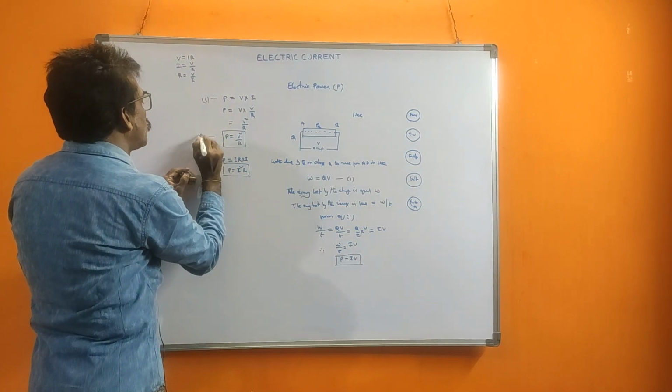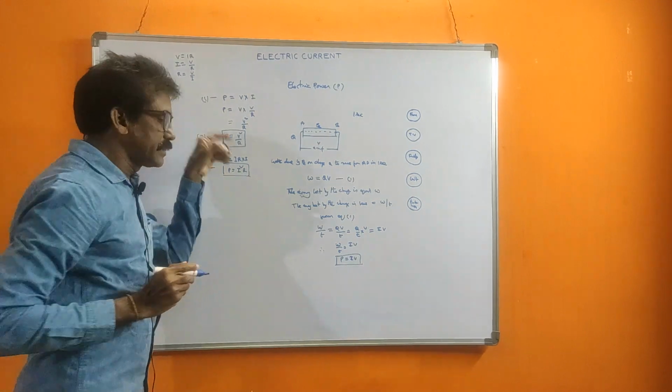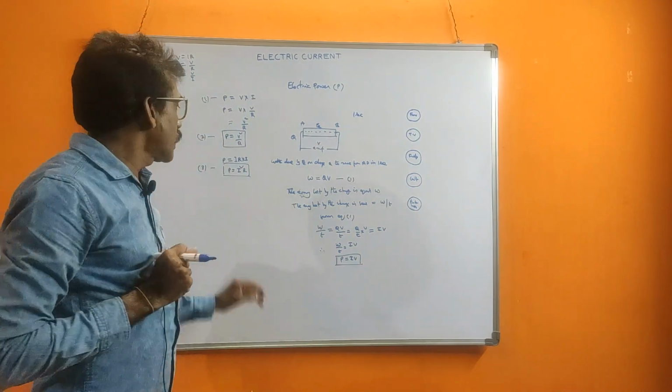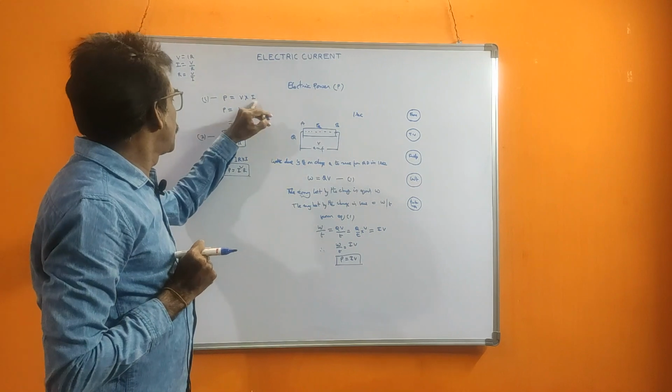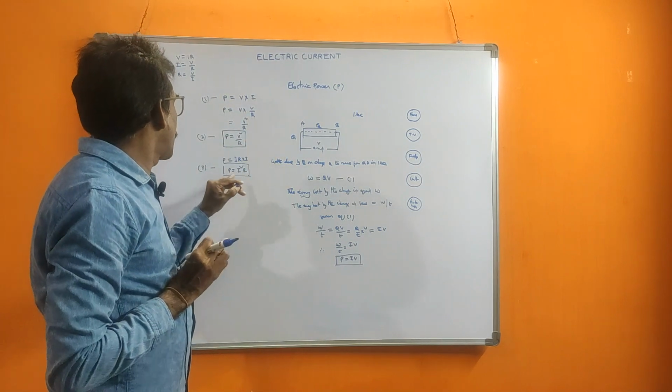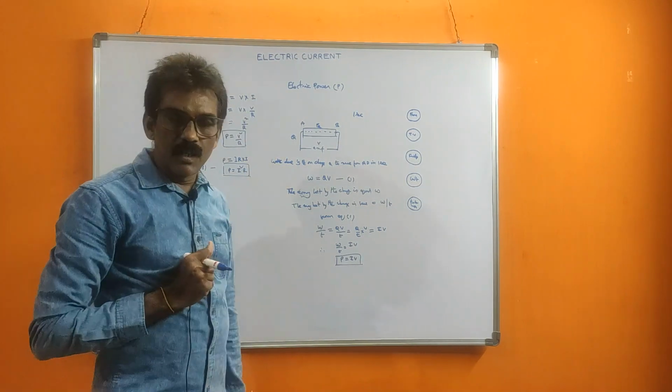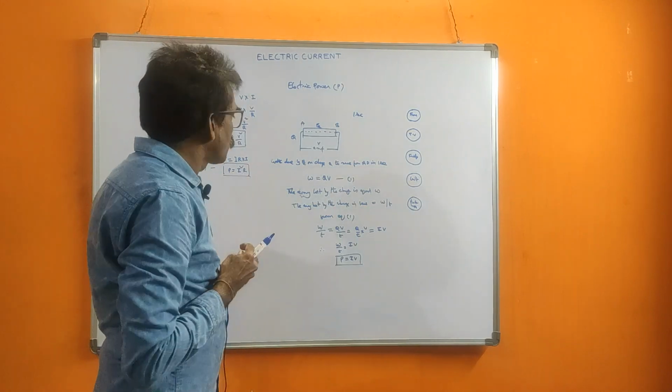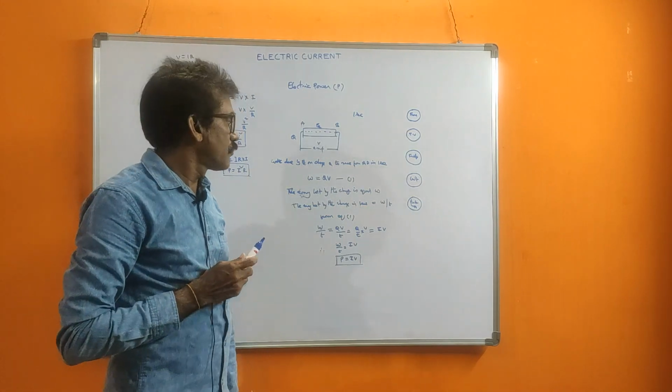These three are useful formulas for electric power: P is equal to V into I, P is equal to V square by R, P is equal to I square R. According to the situation we can use these formulas.